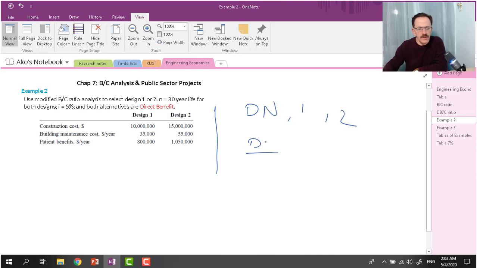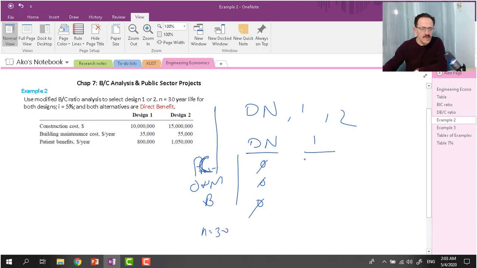Now do nothing via cost P, present cost, and operation and maintenance and benefits, so C. Here we have 0, 0, 0 because it's do nothing, and n equals 13. Option 1, design 1, we have 10 million, we have 35,000, and we have 800,000.